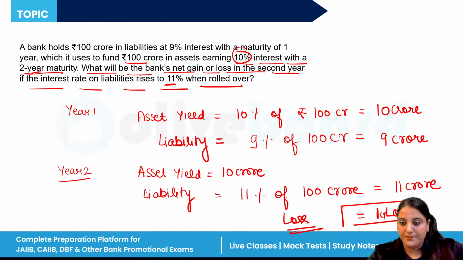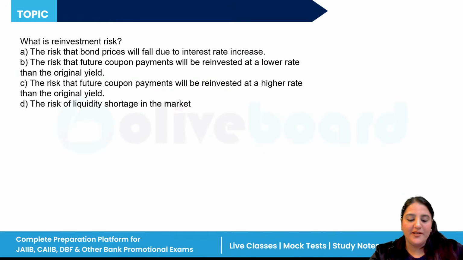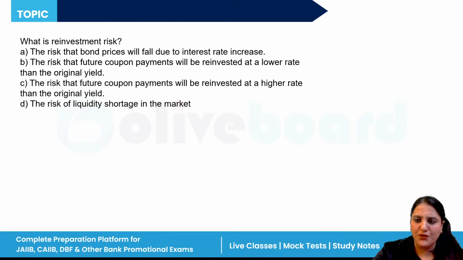Next question. What is reinvestment risk? As I told you about the reinvestment risk, uncertainty with regard to the interest rate at which the future cash flows can be reinvested is called reinvestment risk, right? So here we can say the correct answer is option B.